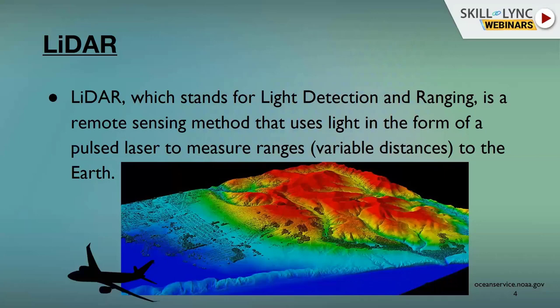First, you need to understand what a LiDAR is. LiDAR, which stands for light detection and ranging, is a remote sensing method that uses light in the form of a pulsed laser to measure ranges, like variable distance to the Earth. So what will happen, these LiDAR technologies work in active sensor mode. The laser pulses are targeted to the ground, and then they go back to the sensor. Then the data will be stored in point format.